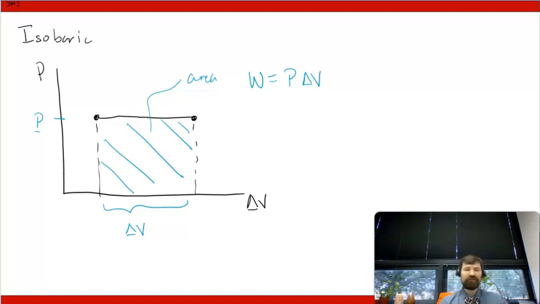If you'd prefer, you could call this P naught or something like that, and this delta V AB for the change in volume between states A and B. But usually we just say P delta V in this case. So this one's like the most straightforward process from the perspective of work being done. It has to be done at constant pressure, however.